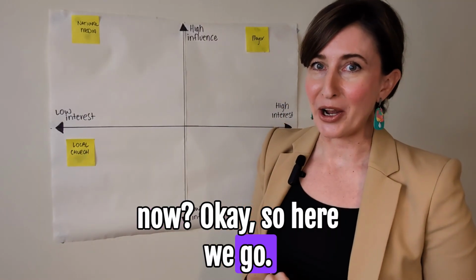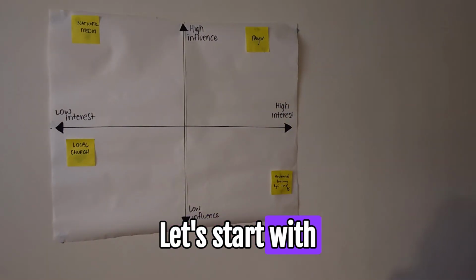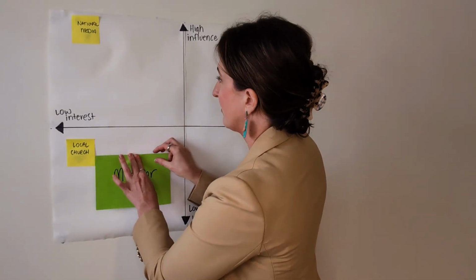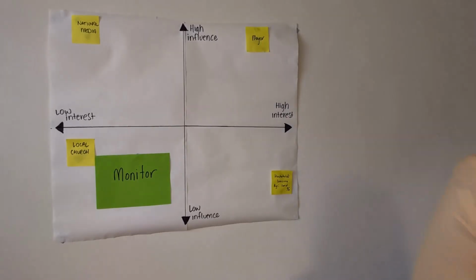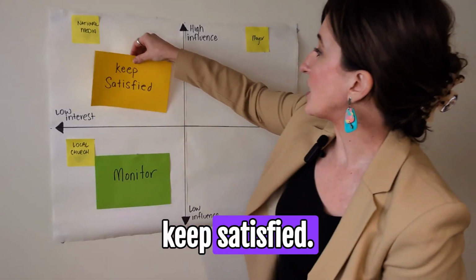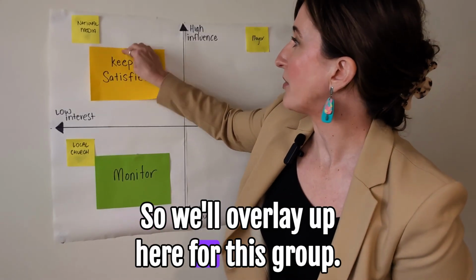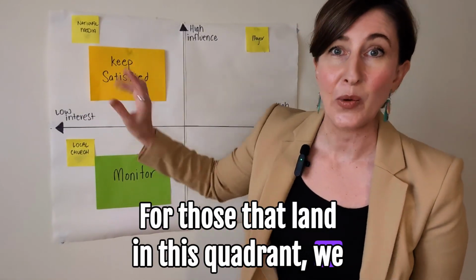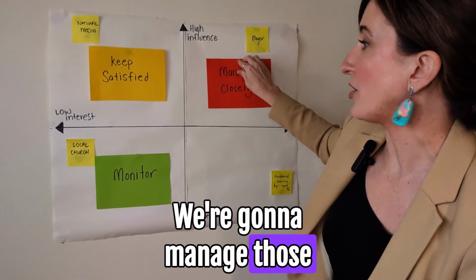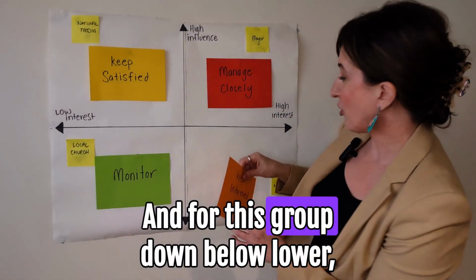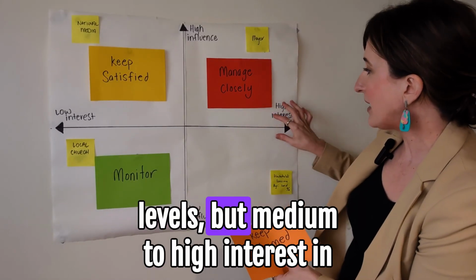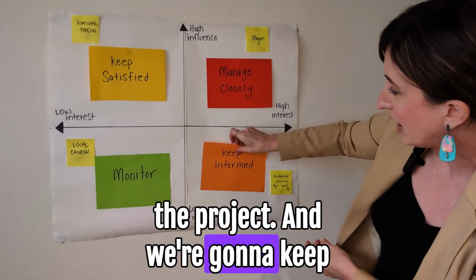Now, okay, so here we go. Let's start with the first. So basically what happens is you overlay the engagement approach. So for low interest, low influence, they monitor. Keep satisfied. So we'll overlay up here for this group, for those that land in this quadrant, we keep them satisfied. For the high influence, high interest group, we're going to manage those stakeholders closely. And for this group down below, that's the medium to lower influence levels, but medium to high interest in the project. And we're going to keep them informed.